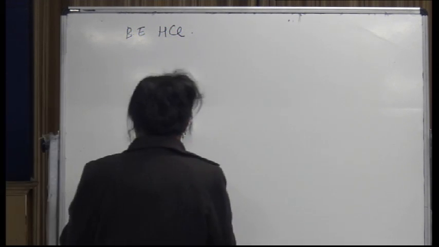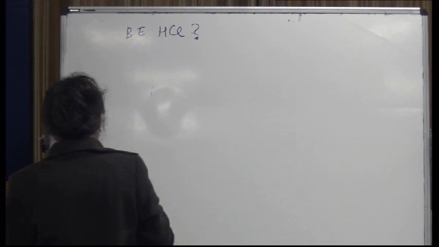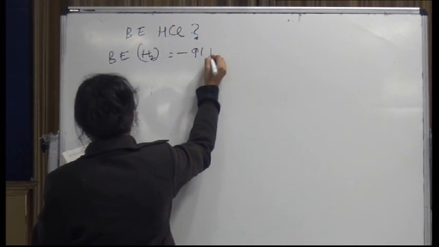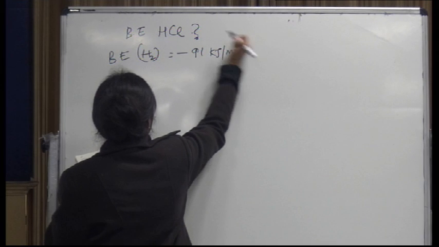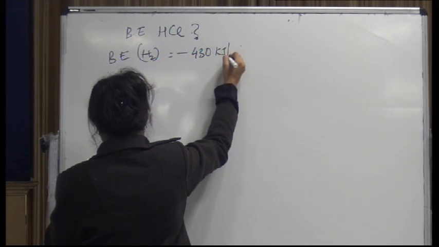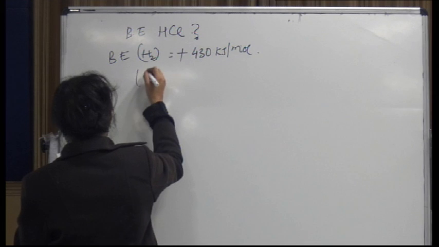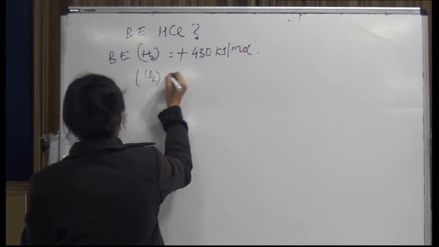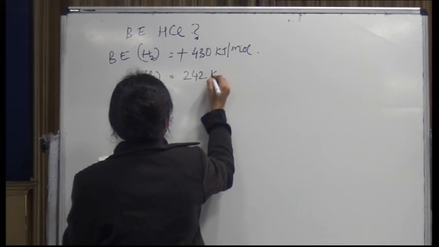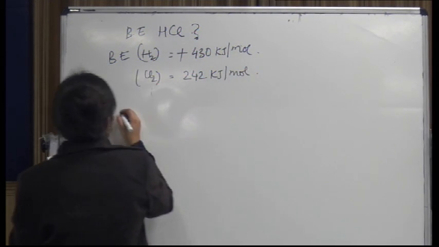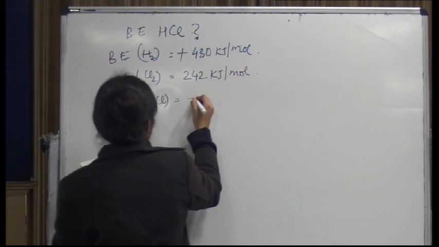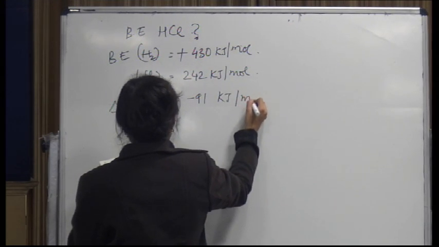So what is the bond energy of HCl? Given that the bond energy of H2 is 430 kilojoules per mole, the bond energy of Cl2 is 242 kilojoules per mole, and the heat of formation of HCl is equal to minus 91 kilojoules per mole.